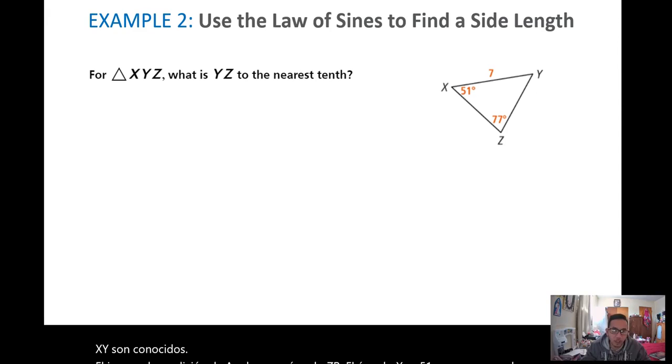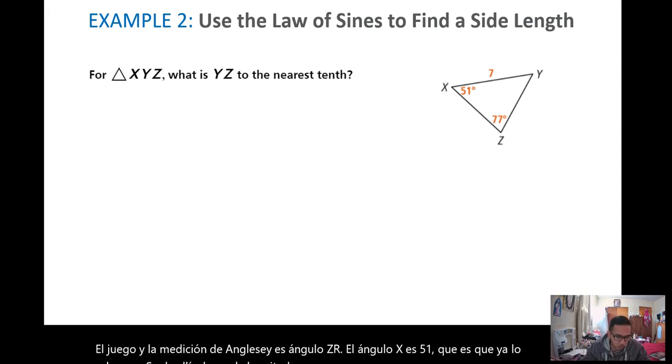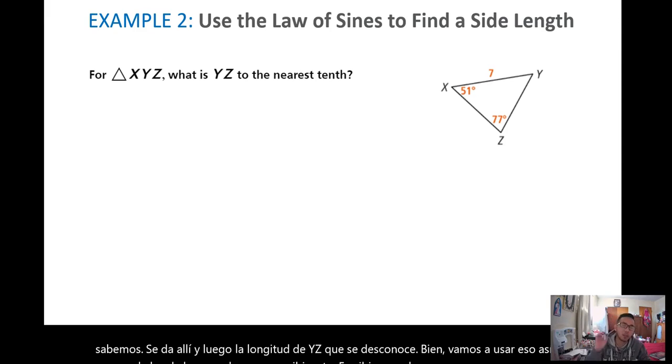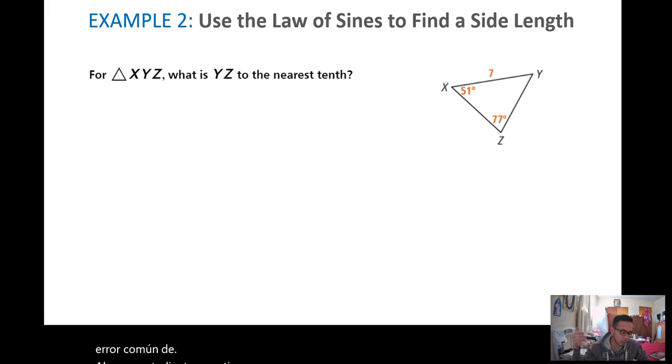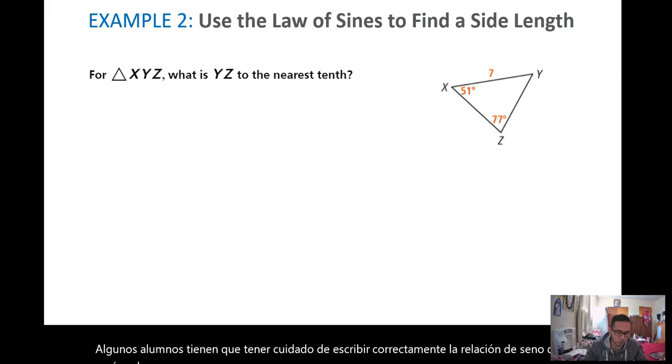And then the length of YZ, which is unknown, we're going to use that. So use the law of sines to write and solve an equation for YZ. One of the common errors of some students: you have to be careful to correctly write the ratio of the sine of an angle and its opposite side length.